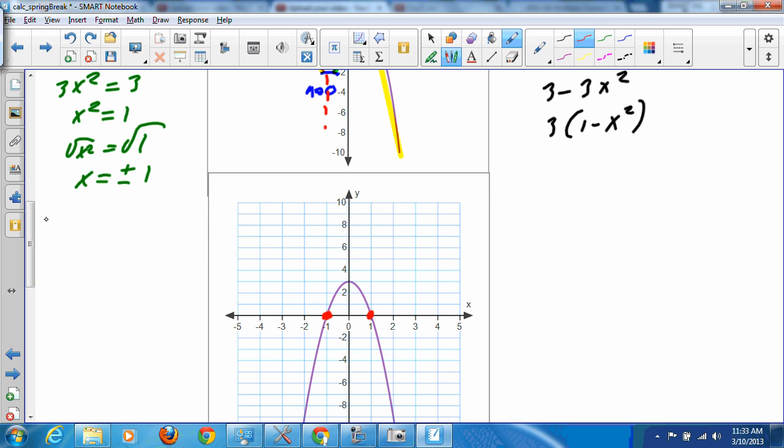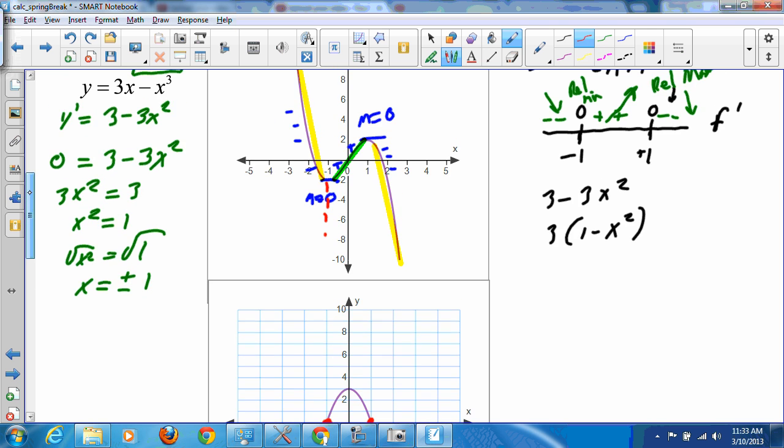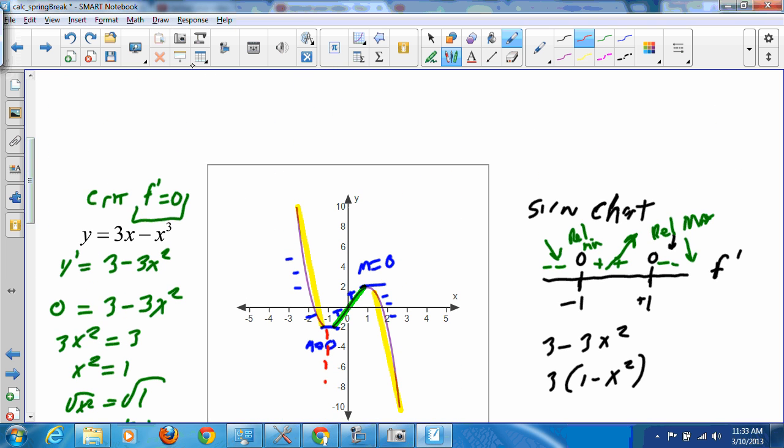So this is a nice introduction into the critical numbers and what the first derivative tells us about a graph. Okay, I'll come back in a minute with an example of a little harder problem.